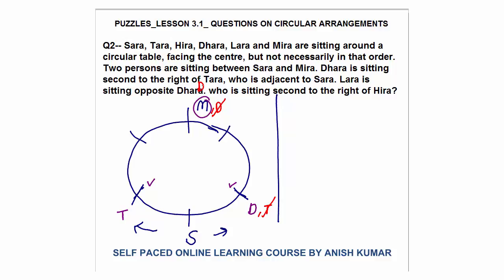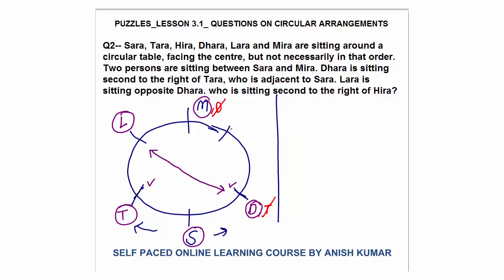So here M will sit. This will get cancelled out. Here definitely Dhara will sit. Here Sarah. Here Tara. Now the next question is saying Lara is sitting opposite Dhara. So Lara is opposite Dhara. This is the position of Lara, sitting opposite Dhara. This is the position of Lara, L.